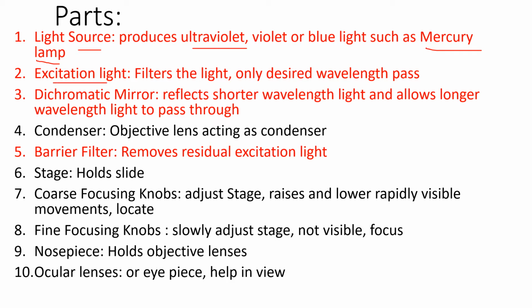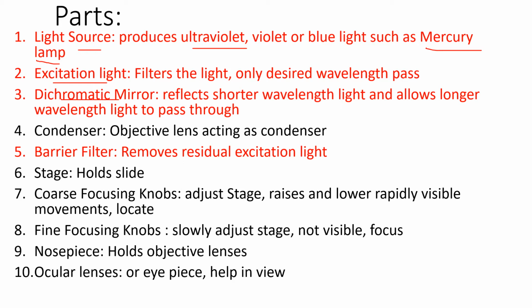This lamp will help us produce UV light rays, the shorter wavelength high energy light rays. Then we have excitation filters. These filters will ensure that only the desired short wavelengths pass through and hit our specimen, and not any other kind of wavelength. The dichromatic mirror is a special type of mirror that ensures that shorter wavelengths get reflected by it and longer wavelengths get passed through it. We're going to see this kind of mirror in the next slide.